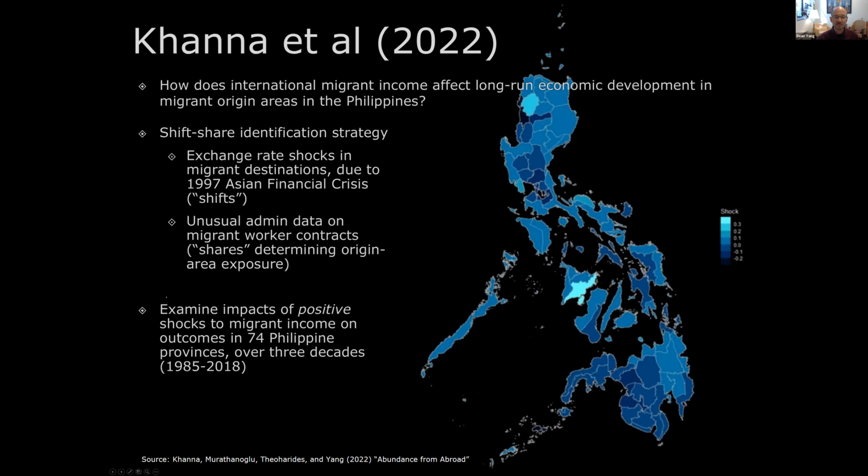We examine impacts of positive shocks to migrant income. All of these shocks are positive. All the home areas receive positive shocks because the Philippine peso depreciated quite dramatically versus other currencies. And so every province in the Philippines got a positive shock to migrant income per capita. But the size of the shock just differed across provinces, and that's the variation we take advantage of. And we look across 74 Philippine provinces over 3 decades. And we also quantify the mechanisms at play in the context of a simple structural model.